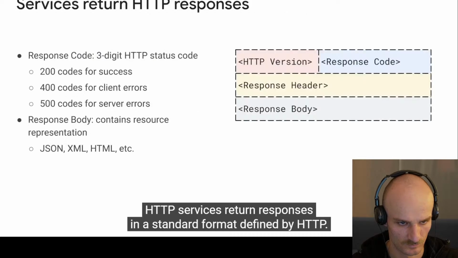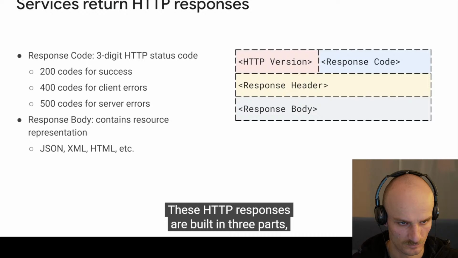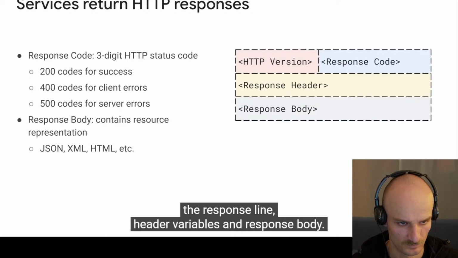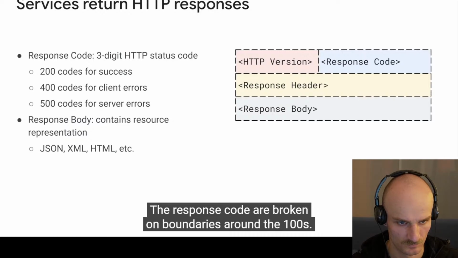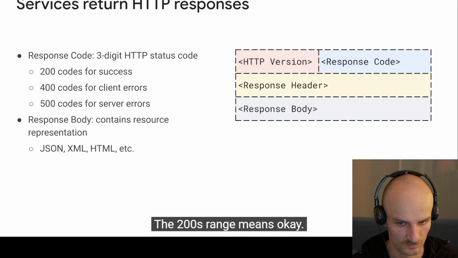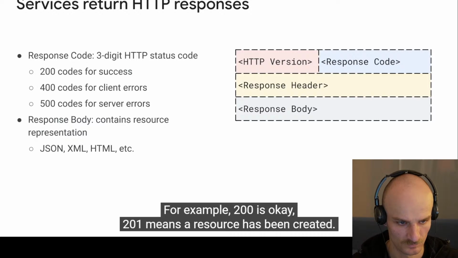HTTP services return responses in a standard format defined by HTTP. These HTTP responses are built in 3 parts: the response line, header variables, and response body. The response line has the HTTP version and a response code. The response codes are broken on boundaries around the hundreds. The 200 range means OK. For example, 200 is OK. 201 means a resource has been created.